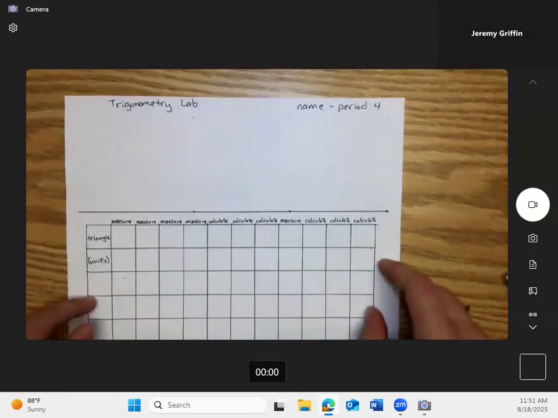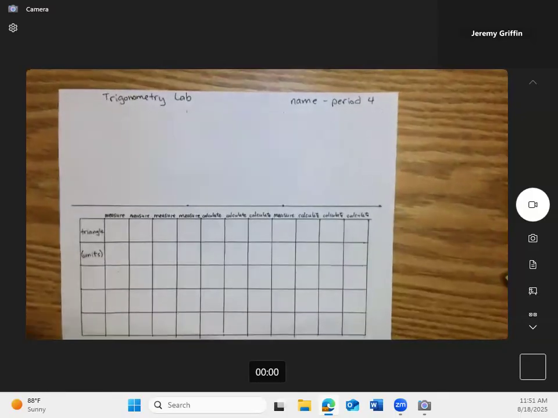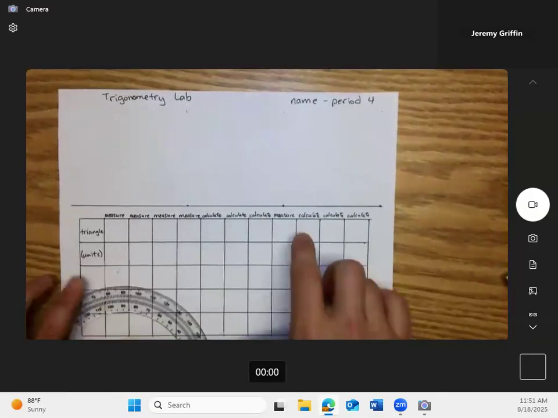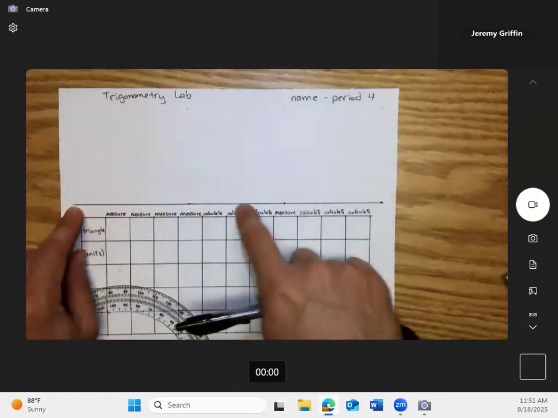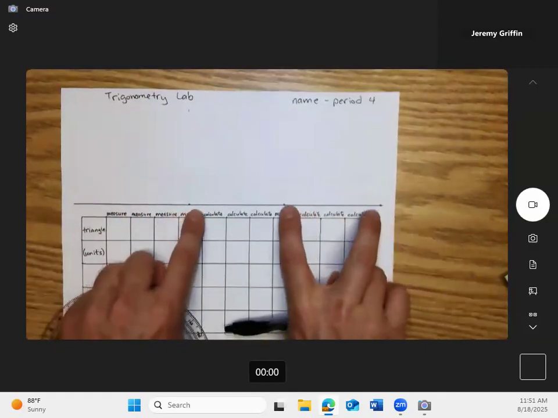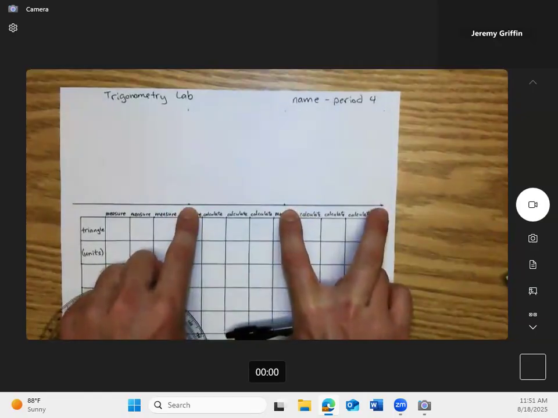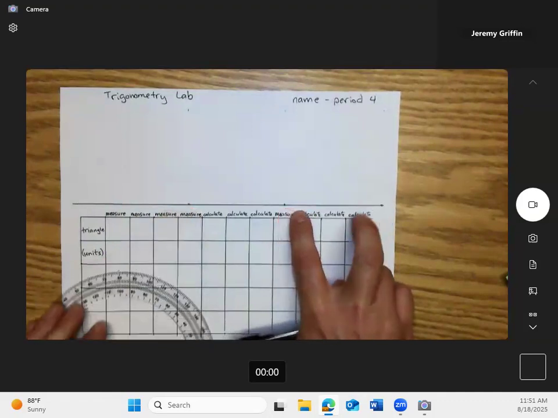I started setting up a table for you guys. Okay. So everybody got that. Now, do you guys see this baseline right here, cutting straight through the middle of the paper? And there's 3 dots. You guys see these 3 dots right here? We're going to set up 3 right triangles. You guys ready to make 3 right triangles? Okay. So start with those dots.